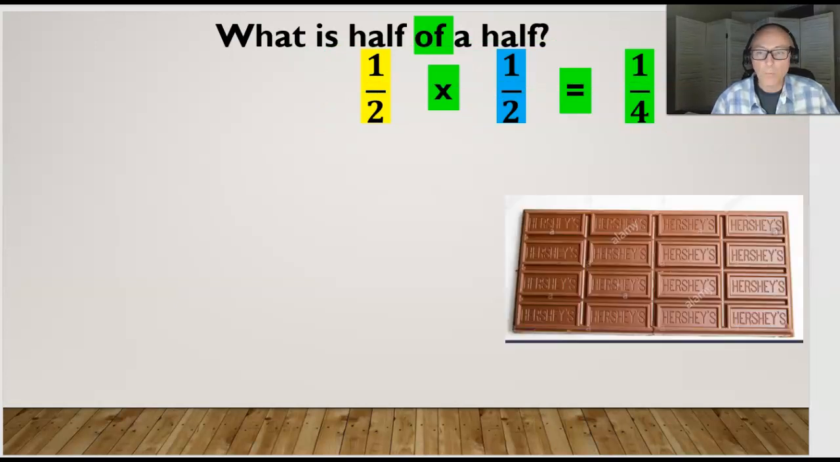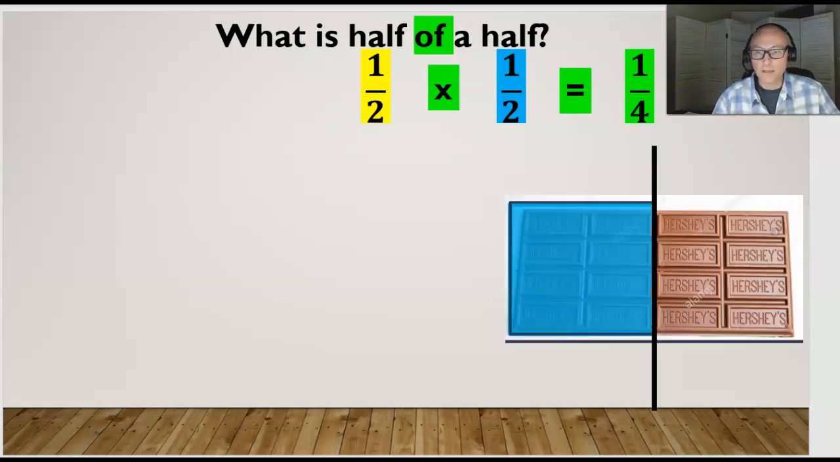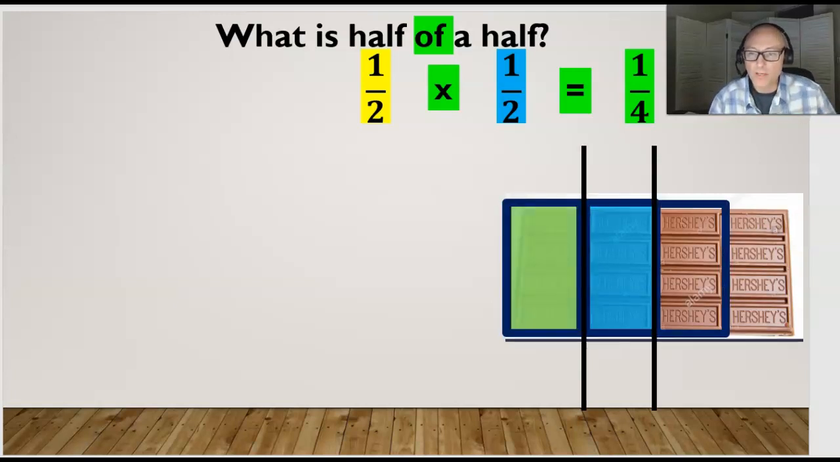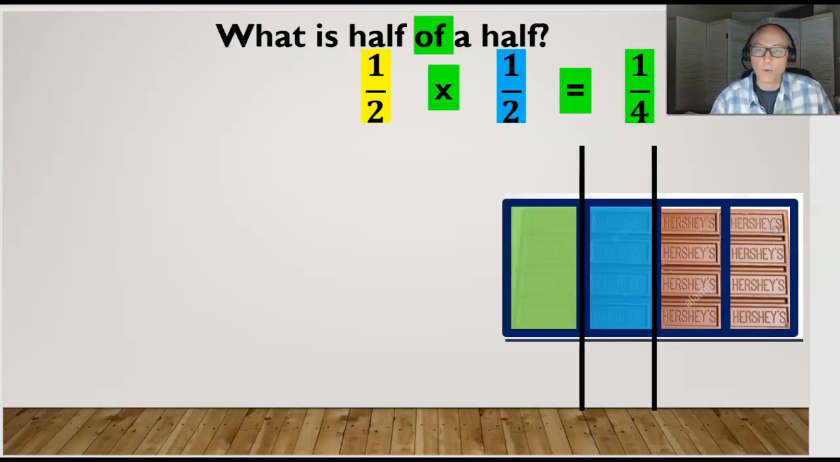Let's go. Candy bar. Take half. That's half the candy bar. Take half of that. What do you got? Well, how many pieces would you have? Equal pieces. Remember, equal. Keyword equal, when you're talking about fractions and decimals sometimes. So, yeah, actually, decimals too.